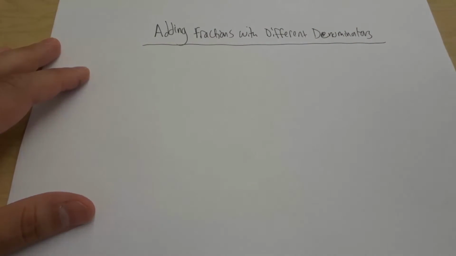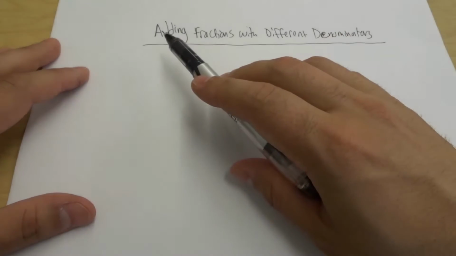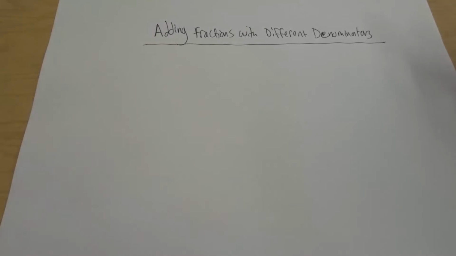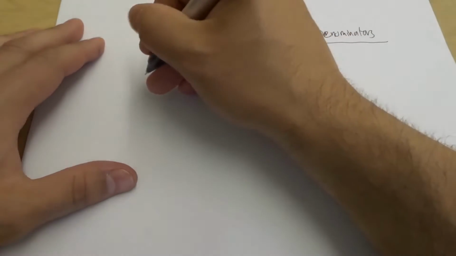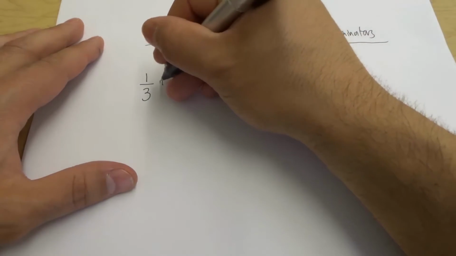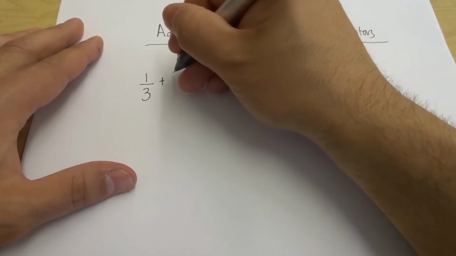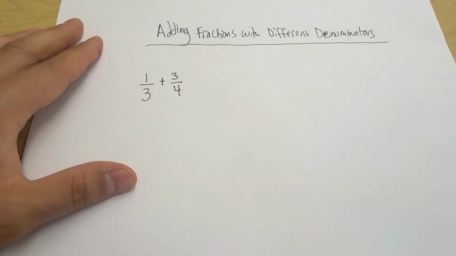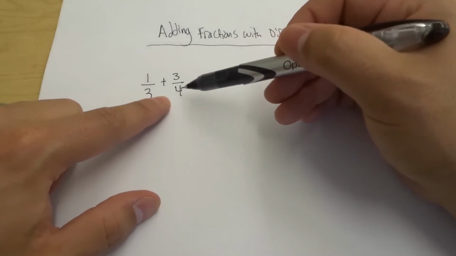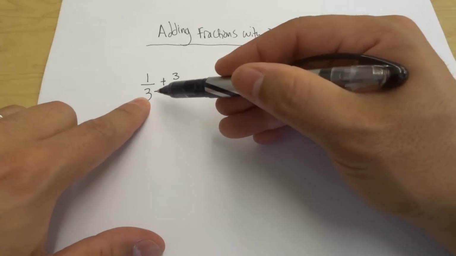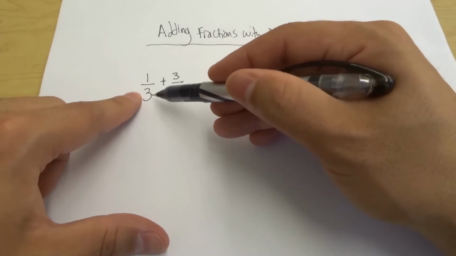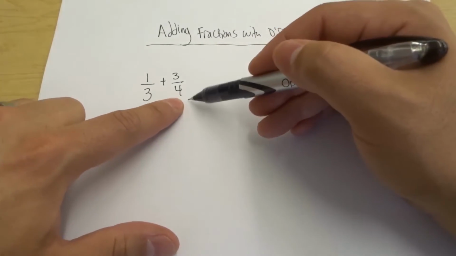In this video, I'll be going over the basic steps for adding fractions with different denominators. This is the example that I will be using. We have 1/3 plus 3/4. We have two fractions and they each have different denominators. The denominators are the numbers on the bottom of the fraction. This one has a denominator of 3, this one has a denominator of 4.